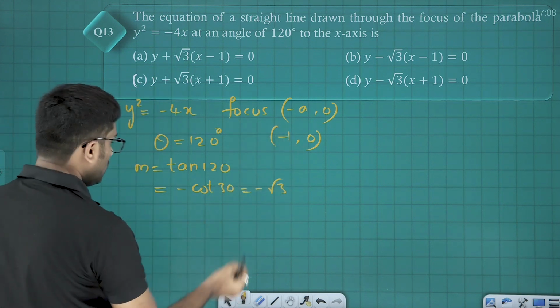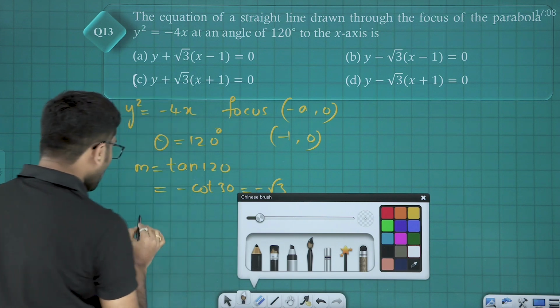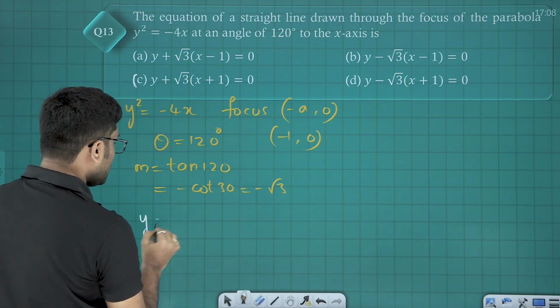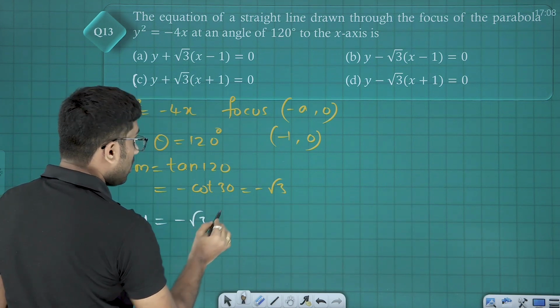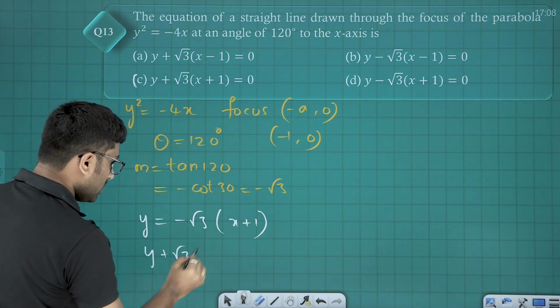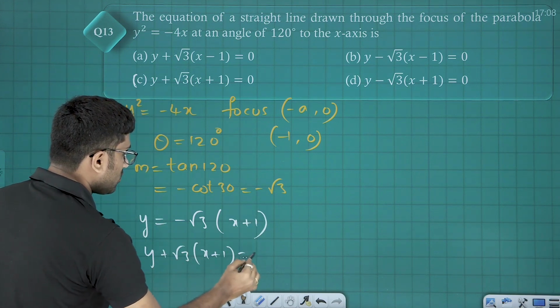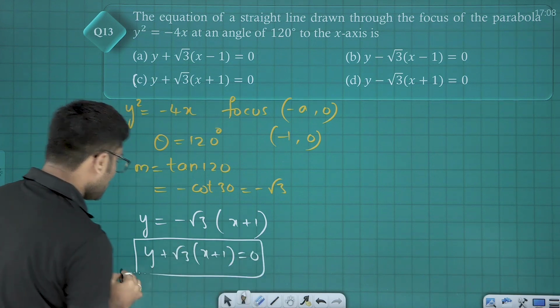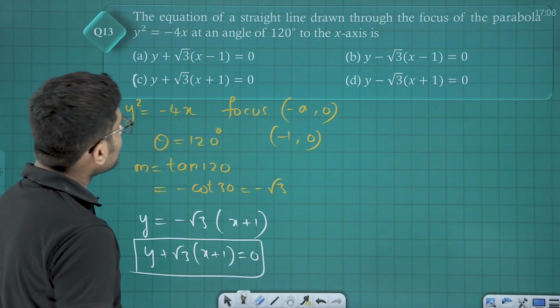Slope known, point known. So by slope point form, y minus y1 equals m times x minus x1. So y plus root 3 times x plus 1 equals 0 is the required straight line.